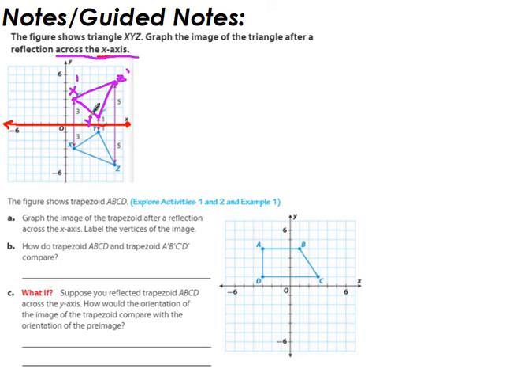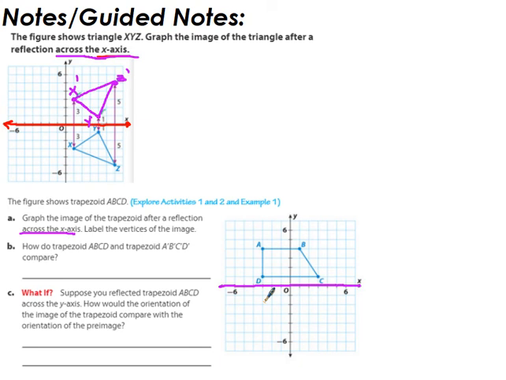Okay, so let's look at this second one here. The figure shows a trapezoid ABCD. Graph the image of the trapezoid after reflection across the x-axis, and label the vertices of the image. So again, this is the x-axis right here. There's my line of reflection. So I am going to reflect it across that. So it's going to be flipping over that line. It's going to be a mirror image on the other side.